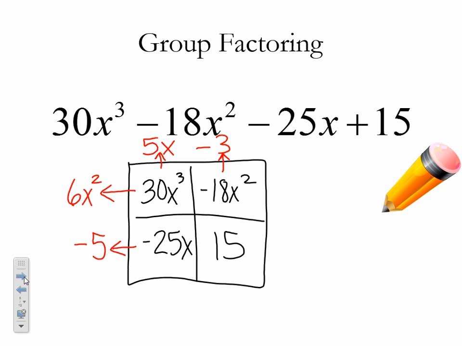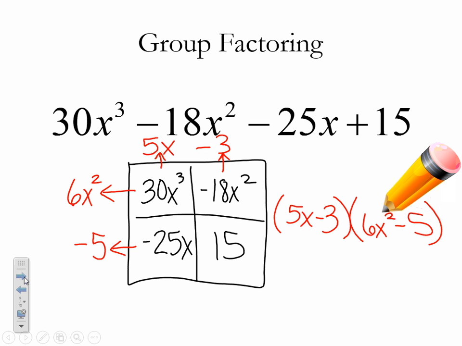And again, you can check by multiplying like you would do in science with the whole genetics deal, and make sure your answer makes sense. Our two factors would be 5x minus 3 and 6x squared minus 5. Before, we were getting something like 5x minus 3 and 6x plus 5. Now we're going to see some higher exponents in our final answers.